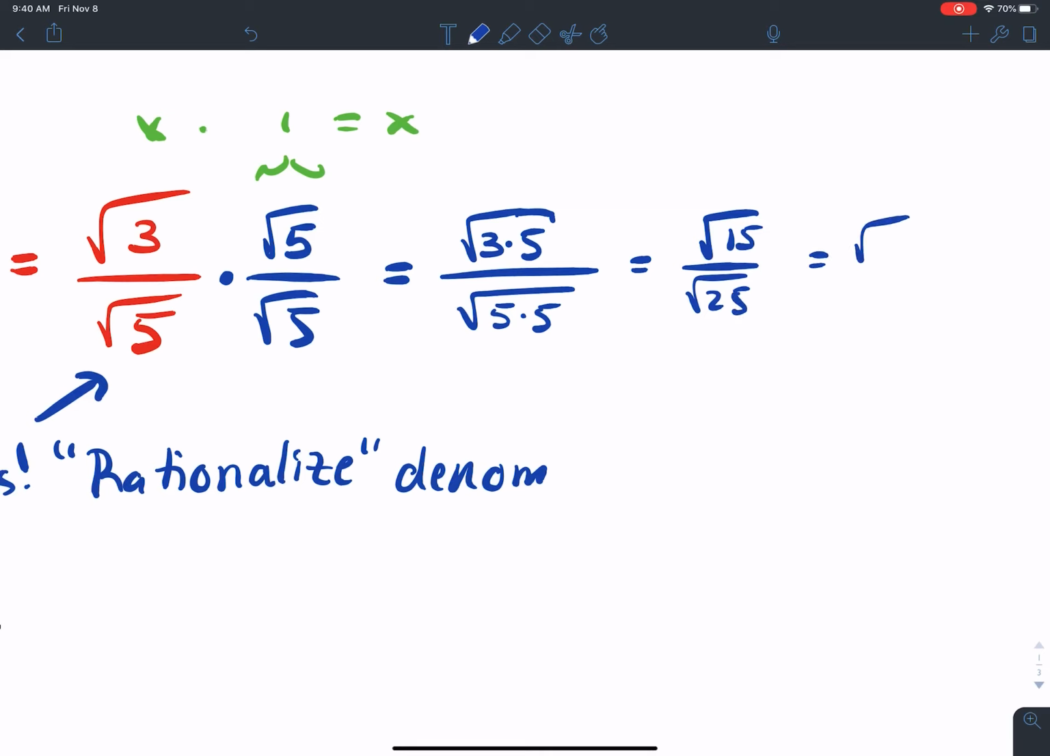So at the end, we have successfully removed the square root in the denominator. So what we're saying here, just to be clear, is that this fraction, root 3 over root 5, is the same value as this one. They're just written differently.